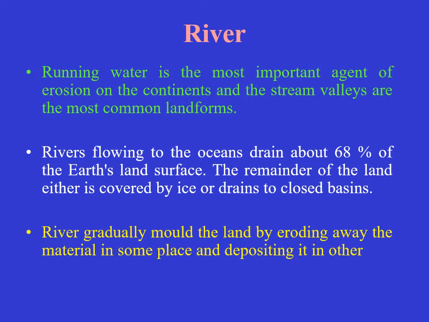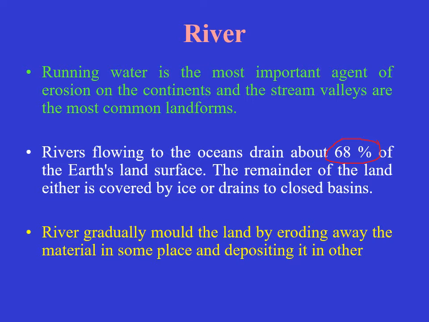Now if you look at the rivers flowing to the oceans, they drain almost 68% of Earth's land surface. So it's almost one third of the total Earth's land area. In this way, rivers gradually mold the land by eroding away material and depositing it in other places, and the place where the river carried materials are deposited, a narrow depressed area, we call a basin.